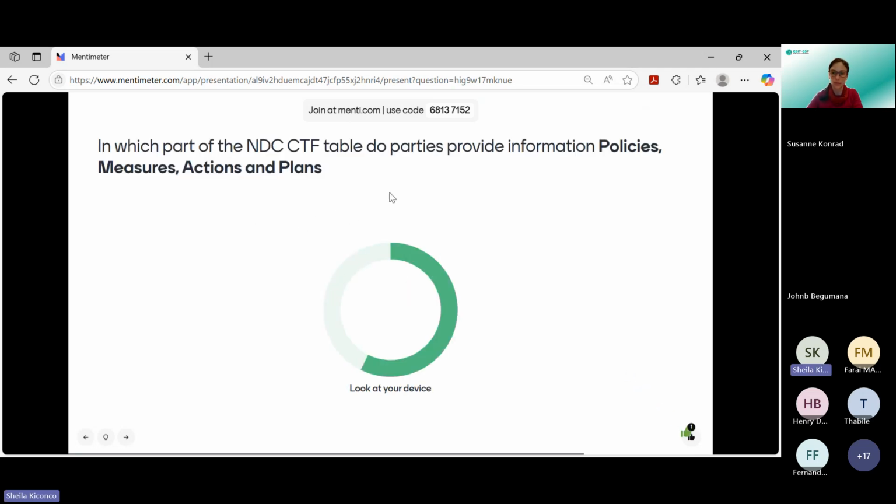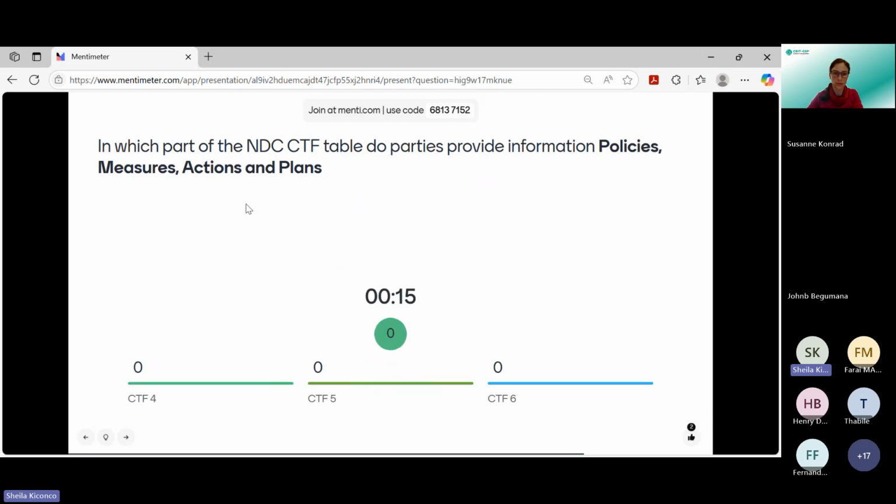In which part of the NDC CTF table do parties provide information on policies, actions, and plans? Are the PAMs? In which part, CTF 4, 5, or 6? Time is running so fast.